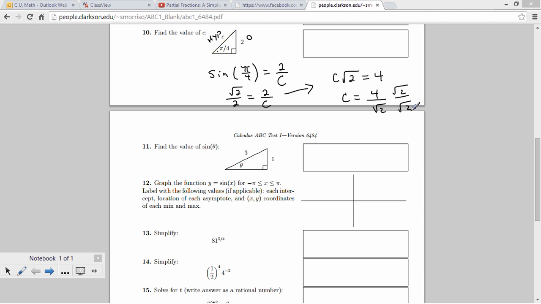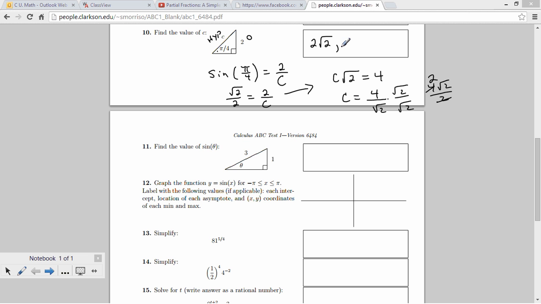And in the process of rationalizing it by multiplying top and bottom by that radical square root of 2, we get 4 square root of 2 over 2. And then since we have multiplication right here, 4 square root of 2 means 4 times the square root of 2. We can cancel, and arrive at a final answer of 2 square root of 2.